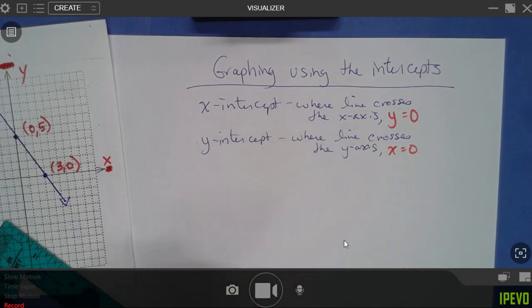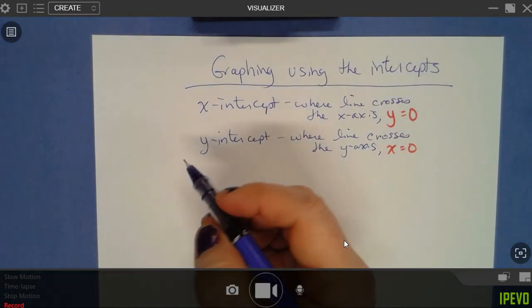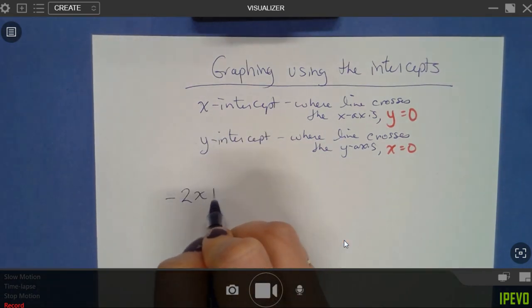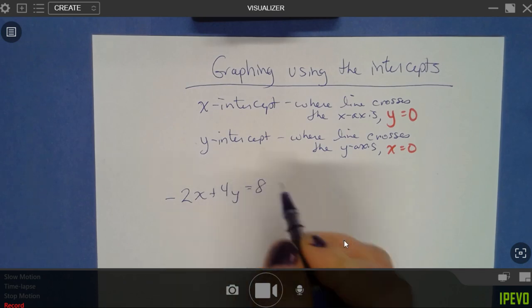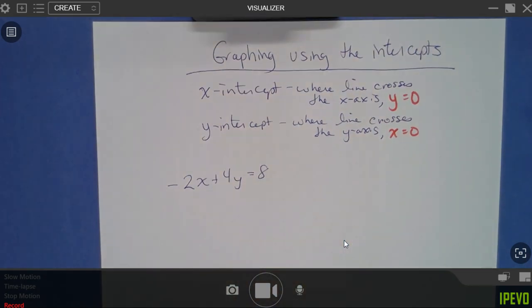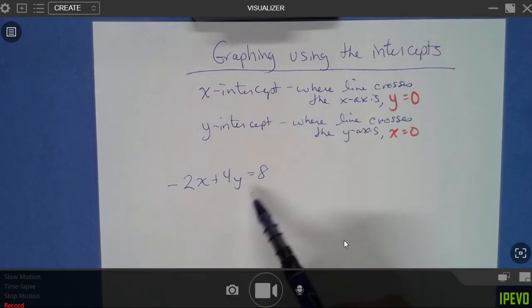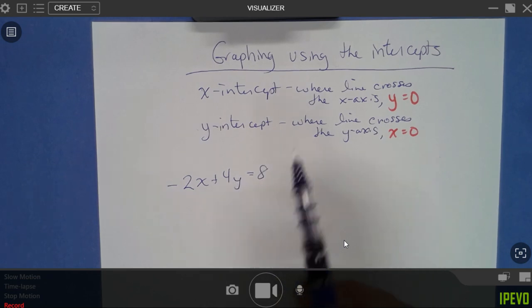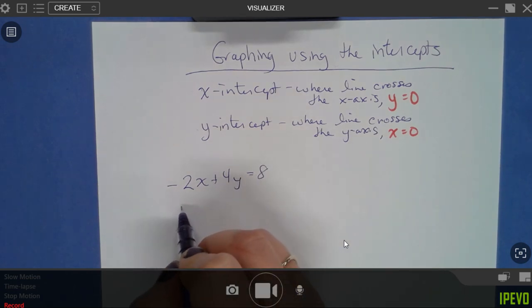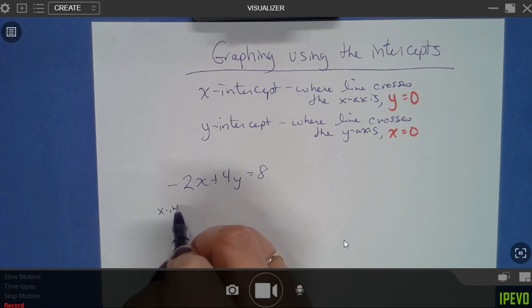So if we have an equation, let's say, negative 2x plus 4y equals 8. You could always put this in slope-intercept form to graph it, but we're trying to learn a new way. The problem with graphing this right now is it's not in slope-intercept form. I've got 2 variables, and I don't have any points. But if I put 0 in for y, that would get rid of this term and I could solve for x. That's what we're going to do. We're going to find the x-intercept first.